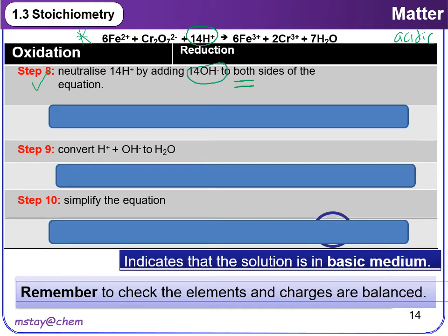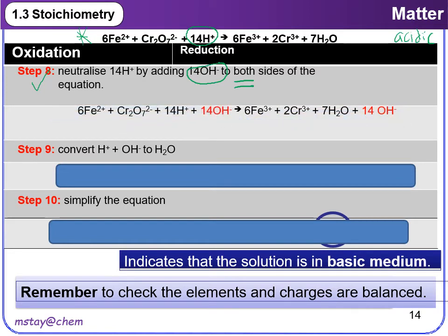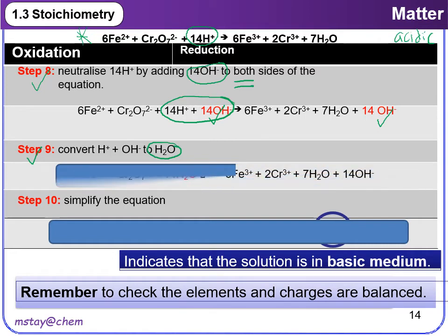Since here we have 14 H+, it means that we have to add 14 OH- at both sides. So you see here 14 OH- and 14 OH-. Okay, step number 9, we need to combine the H+ and OH- to become H2O. So here you will see there is 14 H2O.